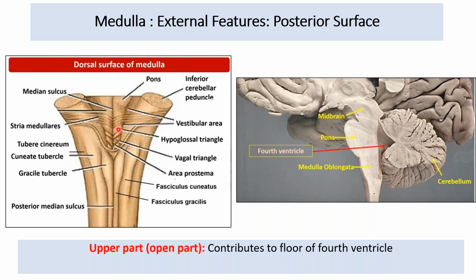And then you can see certain areas over here, from medial to lateral. This is the hypoglossal triangle, where the hypoglossal nuclei will be related. This is the vagal triangle, which is in relation to the vagal nucleus, and this is the vestibular area, in relation to the vestibular nucleus. This will be done in detail with the fourth ventricle.